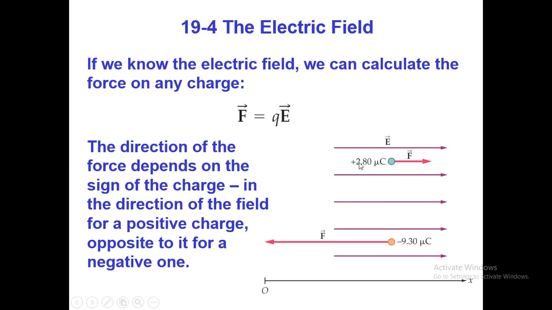If a charge is moving in this direction, the lines of force can flow in this way. And if the charge has another direction, with a magnitude of negative 9.30 microcoulomb, then the lines of force and the direction of force can be in this way. The direction of force depends on the sign of the charge: the direction of the field for a positive charge is opposite for a negative one.